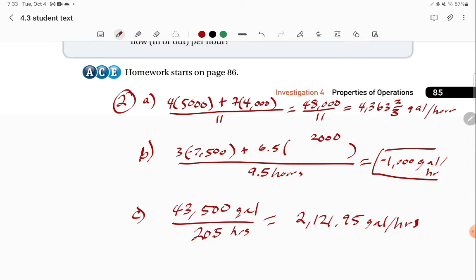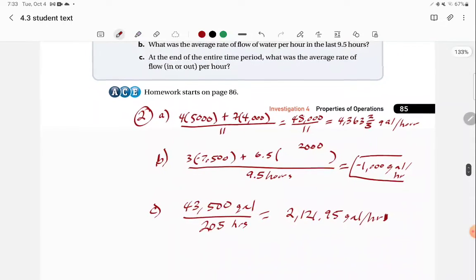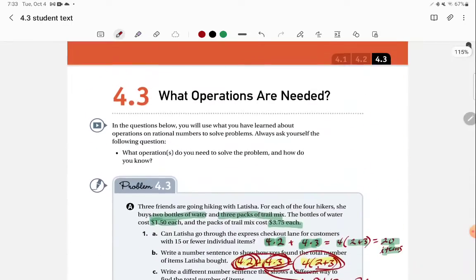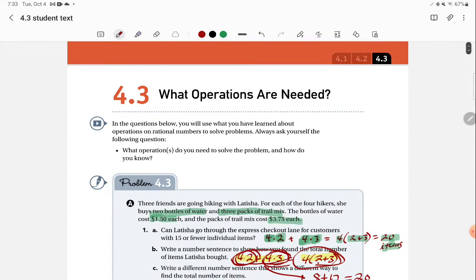Hour, singular. All right. So the last one's kind of tricky, but still you're just looking at positives and negatives, adding, subtracting, multiplying, and dividing. So these were the notes for 4.3, what operations are needed.